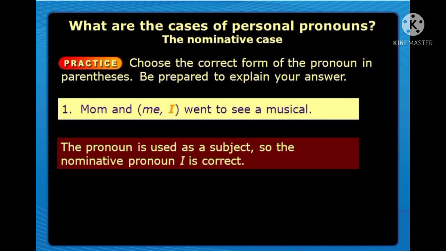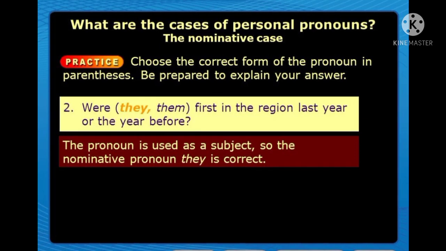To answer the sentences. Sentence number 1: Mom and I, me, went to see a musical. The pronoun is used as a subject, so the nominative pronoun I is correct. Number 2: Were they, them, first in the region last year or the year before? The pronoun is used as a subject, so the nominative pronoun they is correct.